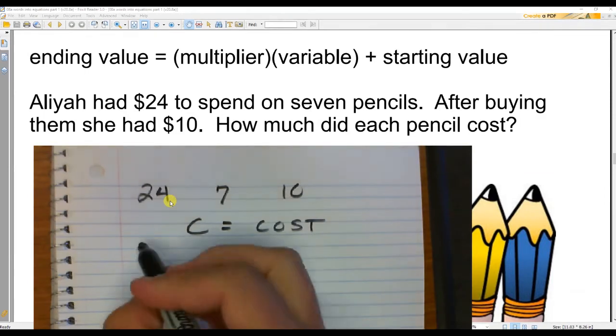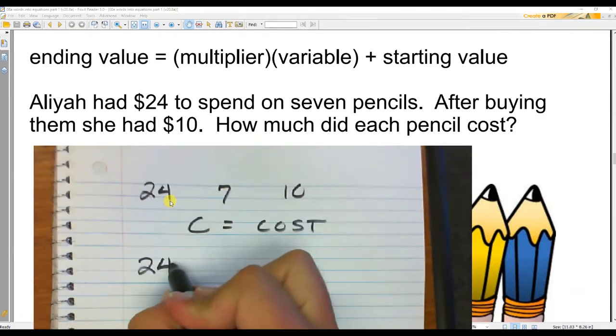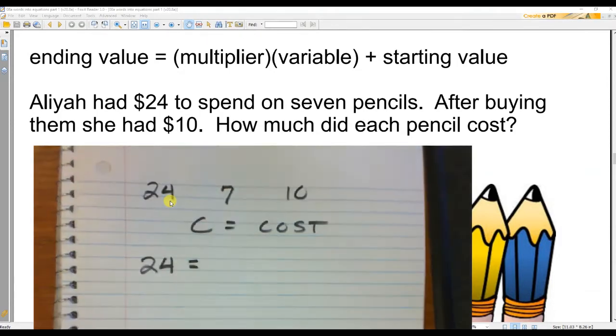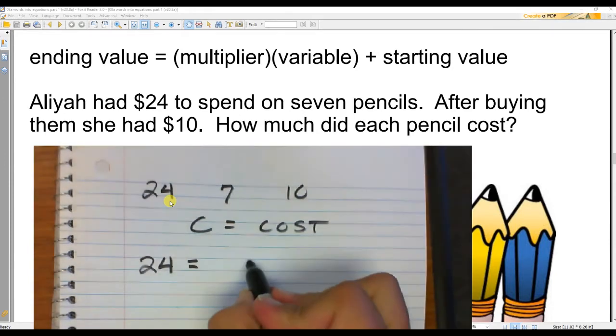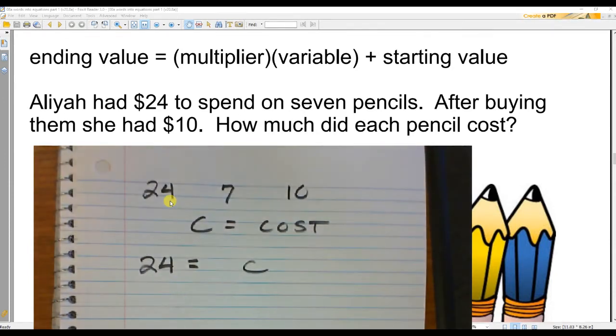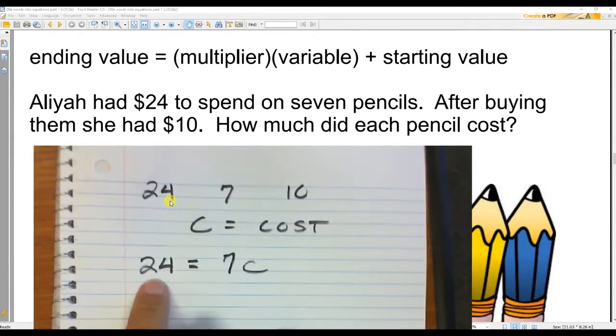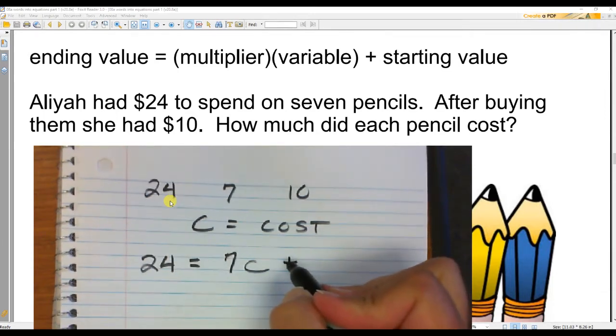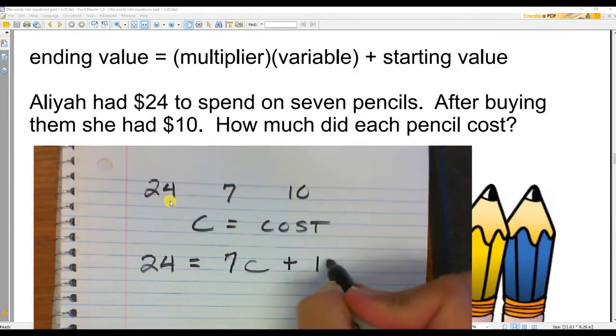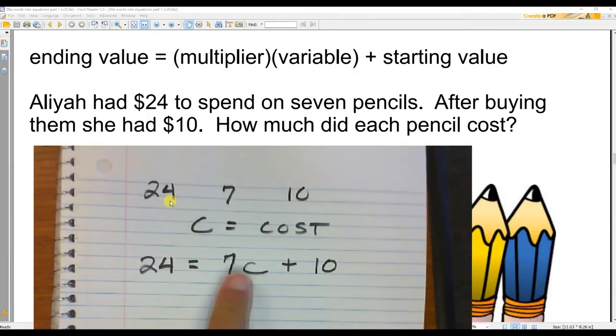Right. So she ends up $24 is how much we started with here, or ended up with, kind of. So the cost is our variable. What are we going to multiply that by? The 7 pencils, right? So the $24 she had equals the 7 times the cost of each pencil, plus her change, which is $10. 7 times the cost of the pencils plus $10 equals a total of 24.